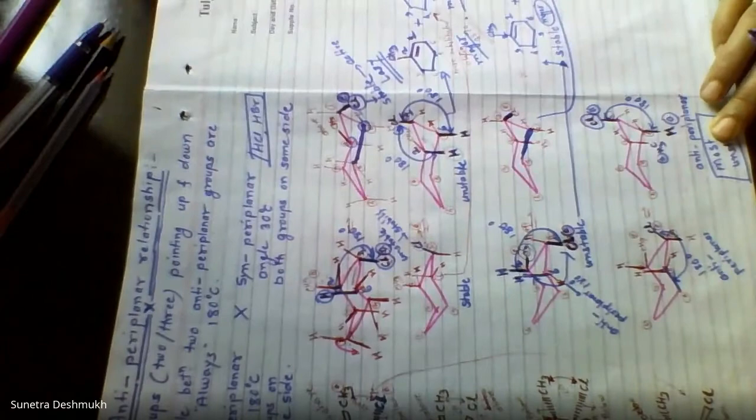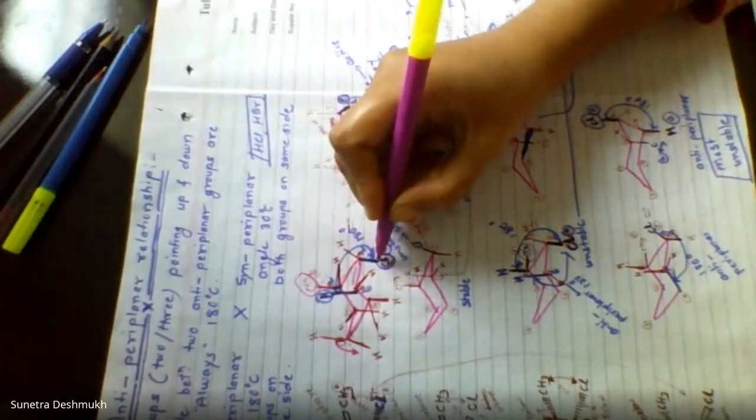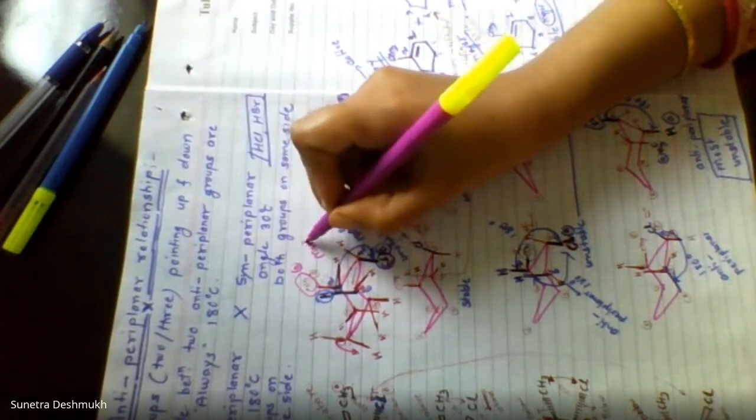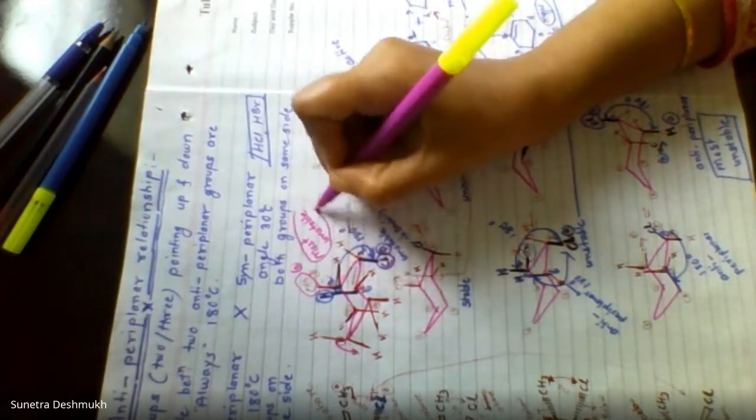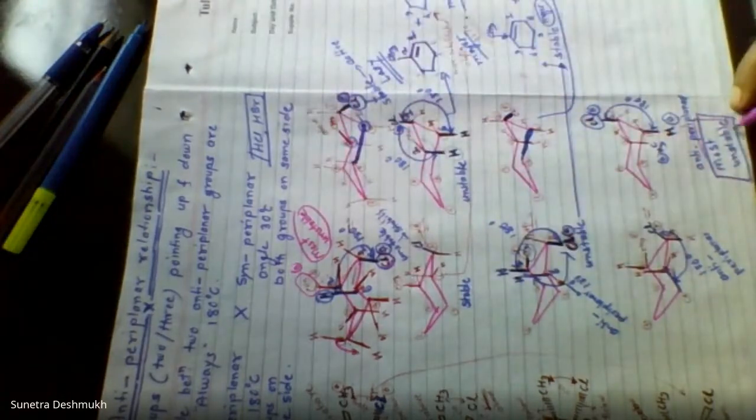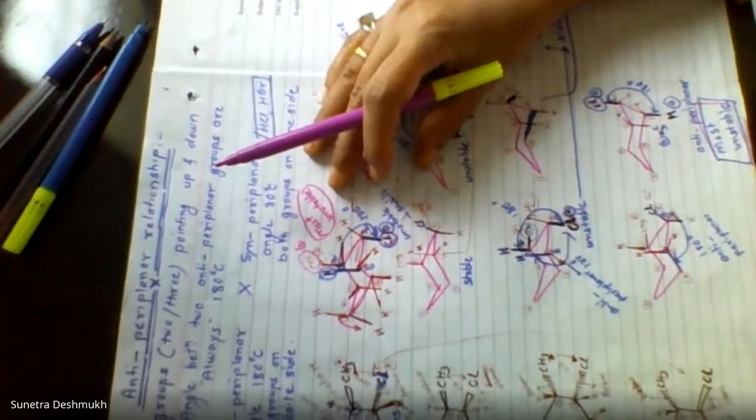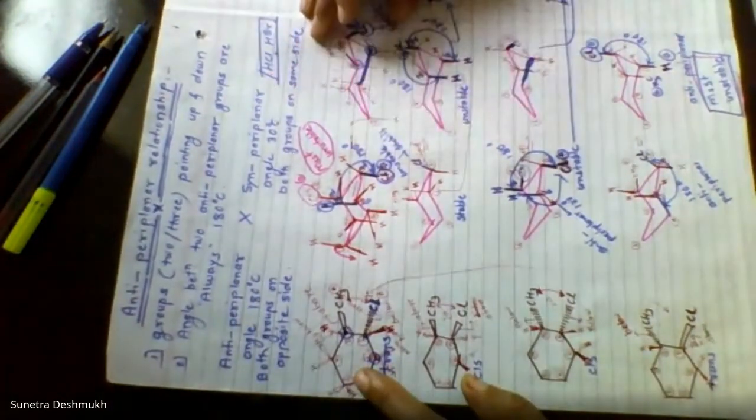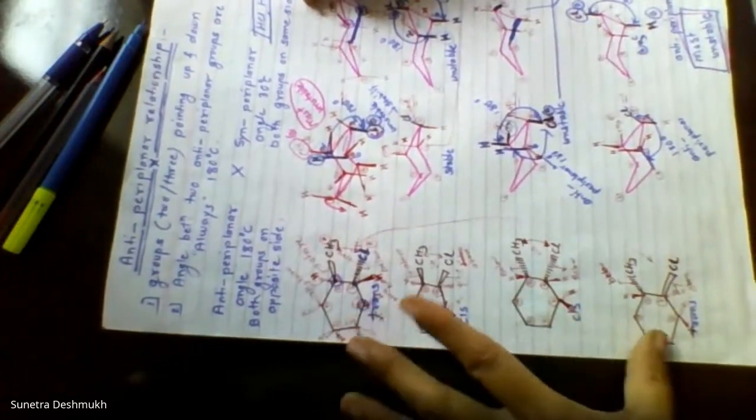Both are axial. Now you have to search which one is the second most unstable structure. You can see over here, this one is most unstable. This methyl and this chlorine are axial. This is also most unstable.